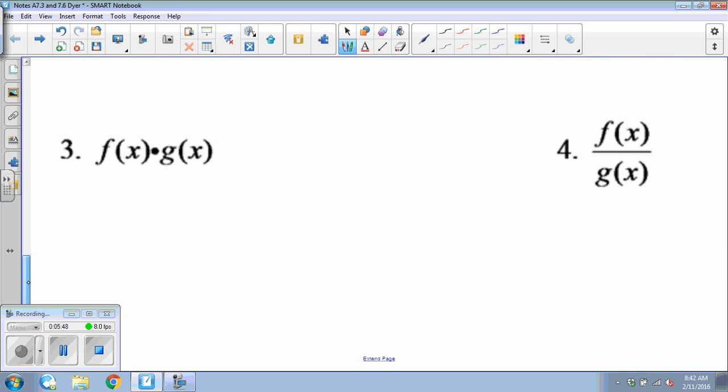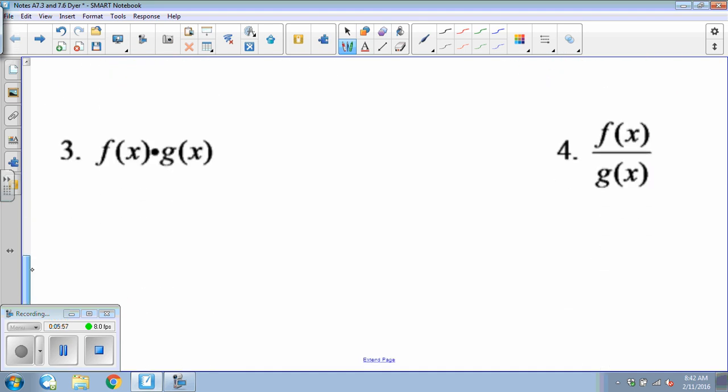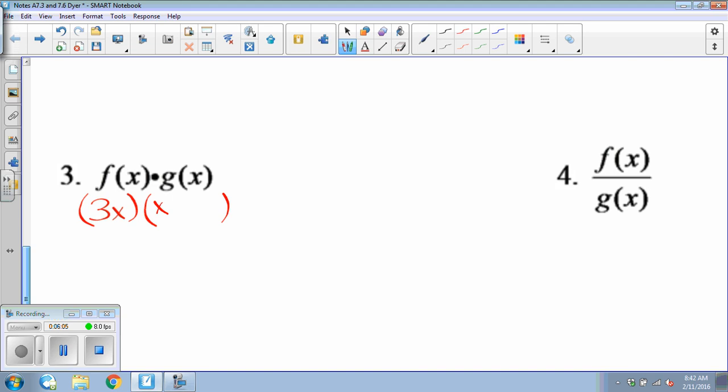So this one says f of x times g of x. So you need to go back and see what was f of x. Well, it was 3x. So this is 3x times what g of x is. G of x is x minus 5. So it's times x minus 5. So you're multiplying those two functions together. And so now we need to distribute this 3x. So it's 3x squared minus 15x. And that's your answer.